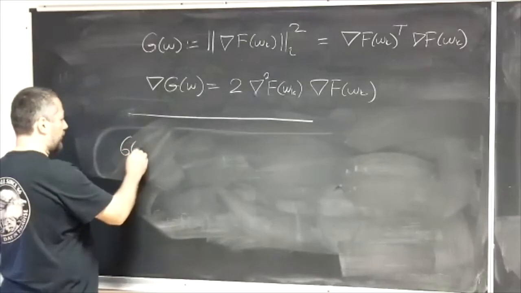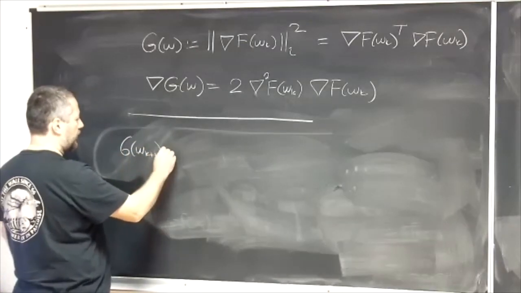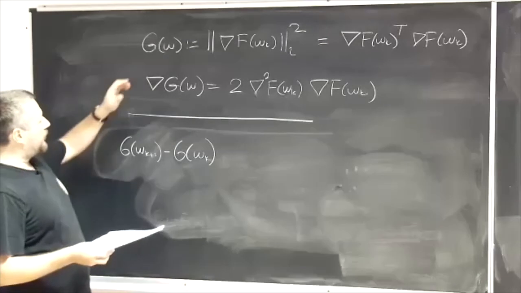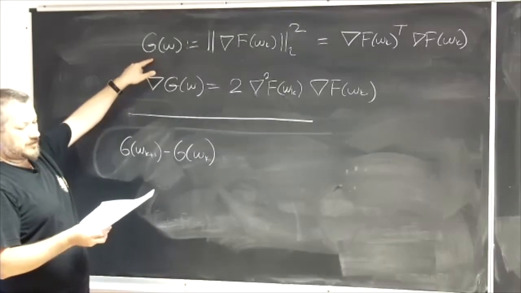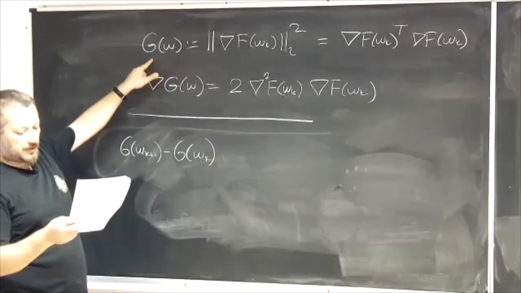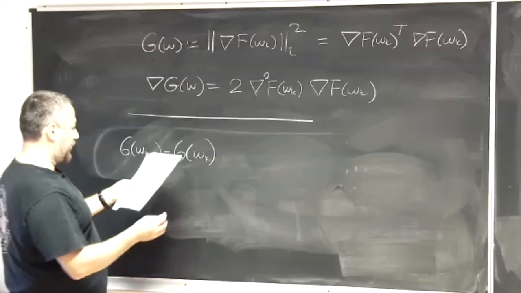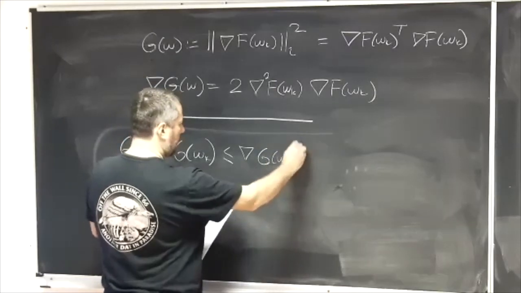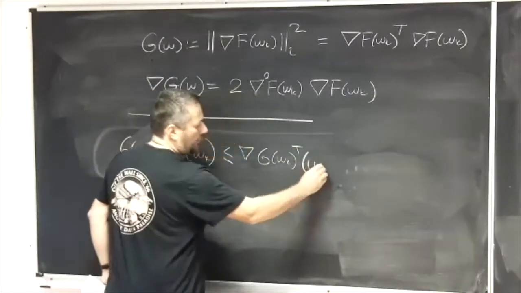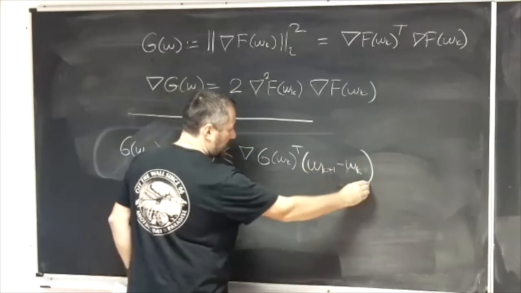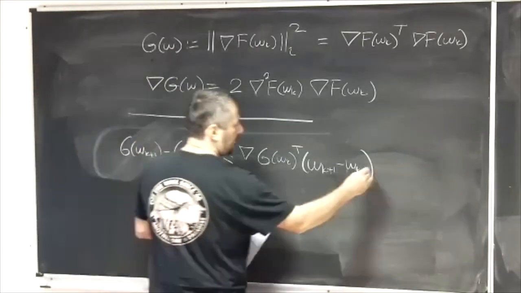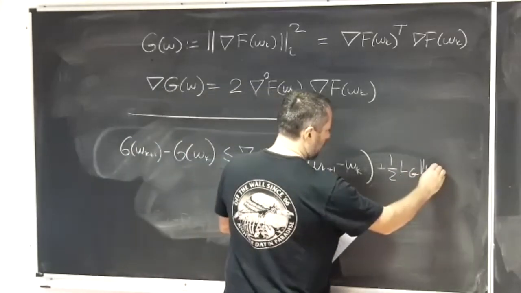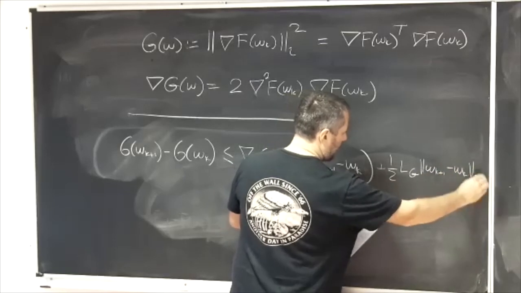Now let's look at this expression, the value of g at 2 consecutive steps. Since we assume g is Lipschitz continuous, let's say with the Lipschitz constant L g, we had this proposition that this is smaller than or equal to gradient of g transpose times omega k plus 1 minus omega k, plus 1 over 2 times the Lipschitz constant of g times the norm squared of omega k plus 1 minus omega k.